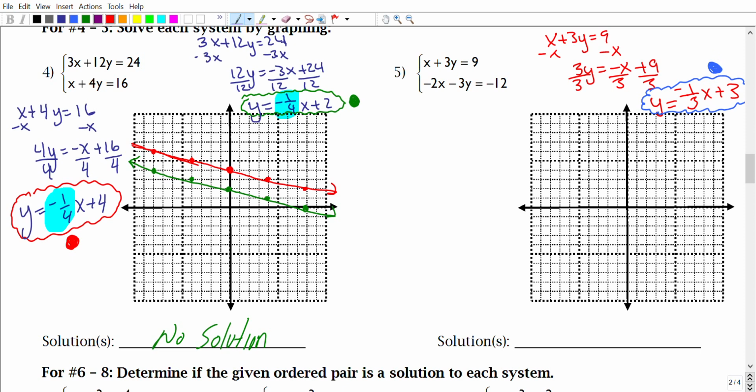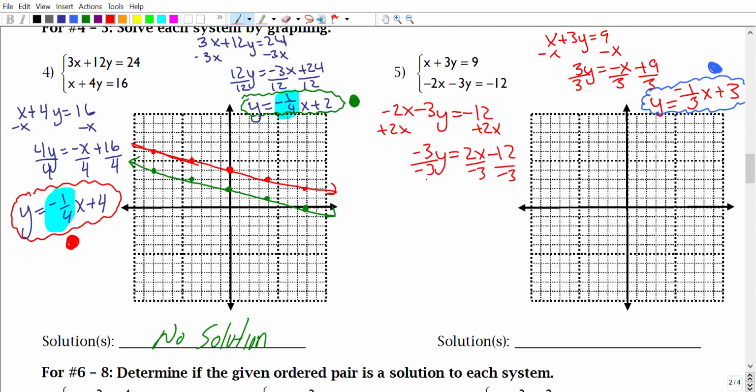Next one, I have negative 2x minus 3y equals negative 12. I want to get the y by itself, so I'm going to add 2x. So I get negative 3y equals 2x minus 12.